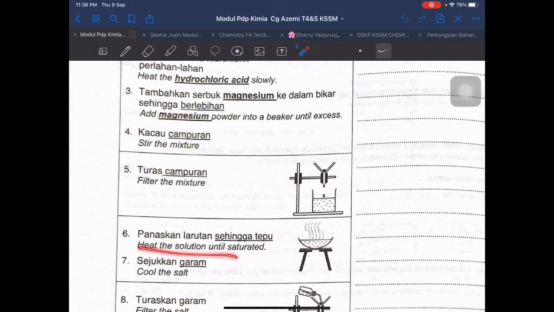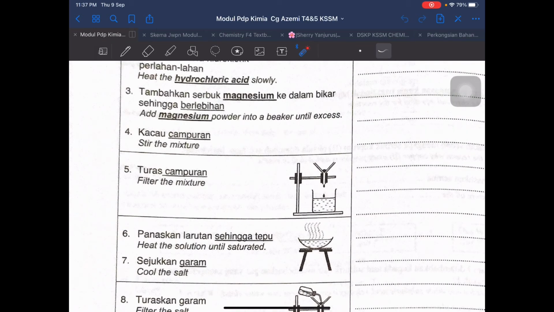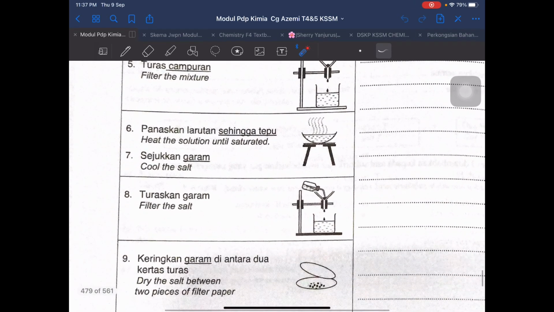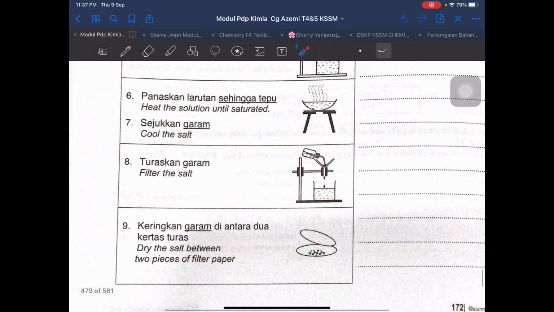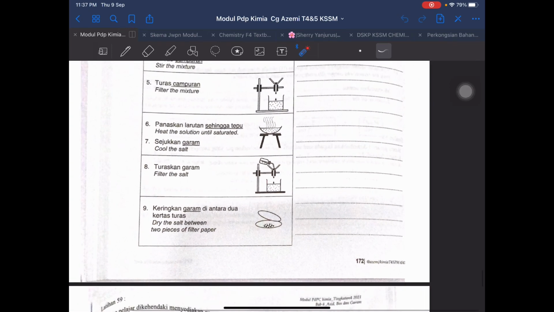Okay, after you heat it, you need to cool it down. Cool down supaya apa? Supaya ada crystal form. Okay, always refer to the textbook just now. It's the same thing, just the ayat sajalah yang berbeza. And then turaskan, filter the salt. After you cool it down, you need to filter it. Okay, filter dengan apa? Using a wash bottle, you fill in distilled water inside. After that, dry the salt between 2 pieces of filter paper. Barulah dapat salt, kan? So, you see the method bah?